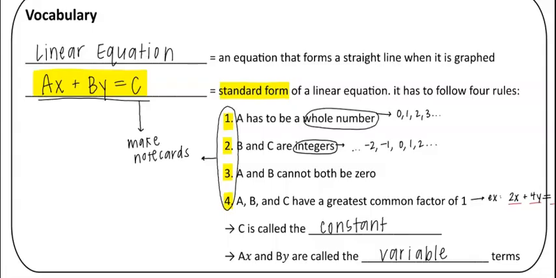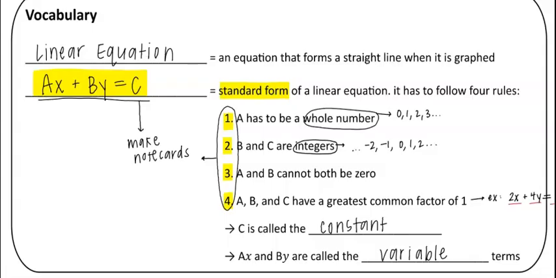And this equation has to follow 4 rules. Rule number 1, a has to be a whole number, meaning 0, 1, 2, or 3. It can't be negative and it can't have decimals. Rule number 2 is that b and c have to be integers. So it could be anything like -2, -1, 0, 1, 2. It's kind of like whole numbers, but they can also be negative.